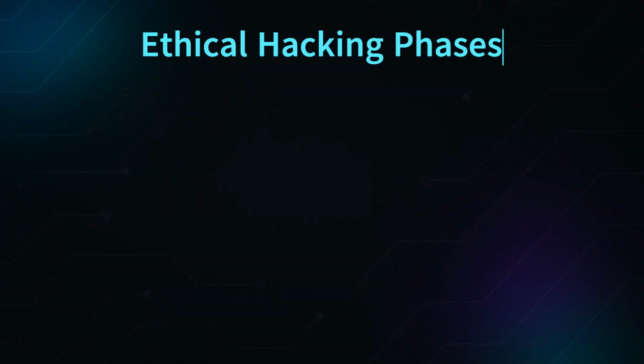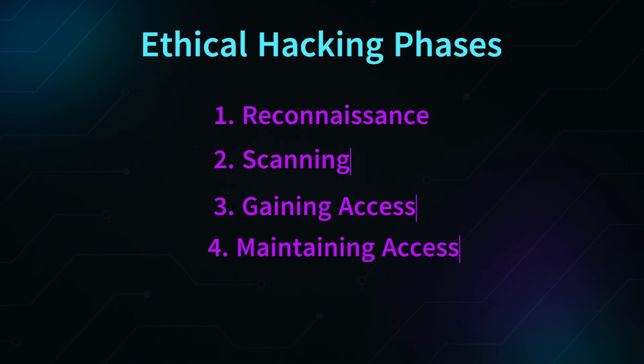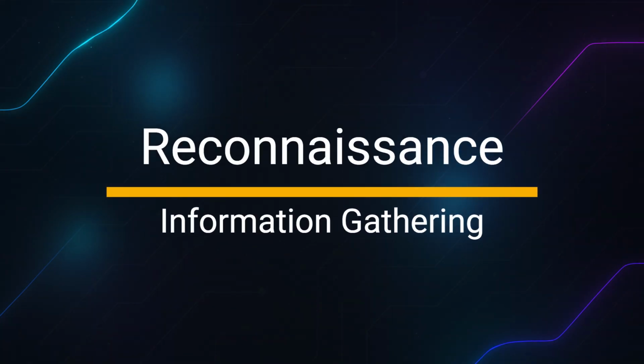Today, we are going to explore the 5 essential phases of ethical hacking. These are the structured steps that ethical hackers follow to identify and fix security weaknesses in a legal and controlled way.